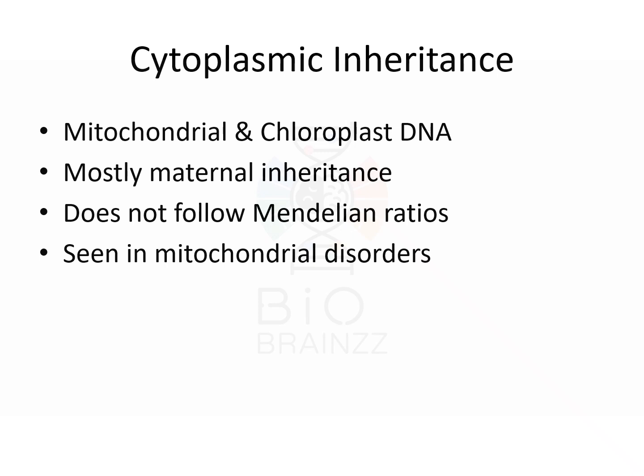Cytoplasmic inheritance. Some genes are not in the nucleus but in organelles like mitochondria and chloroplast. These genes are usually inherited from the mother because the egg provides most of the cytoplasm. This type of inheritance does not follow Mendelian ratios, as is common in mitochondrial disorders.